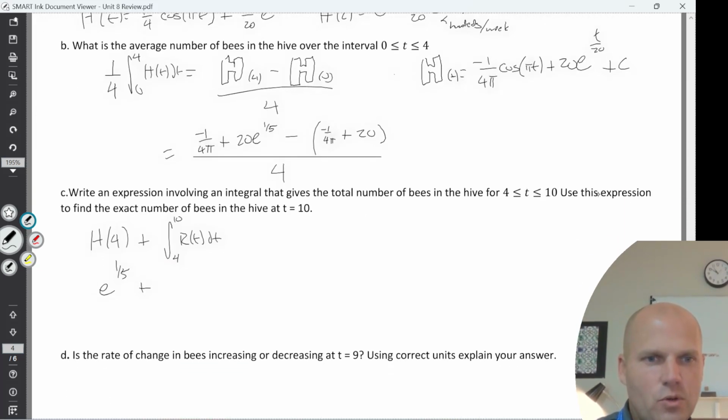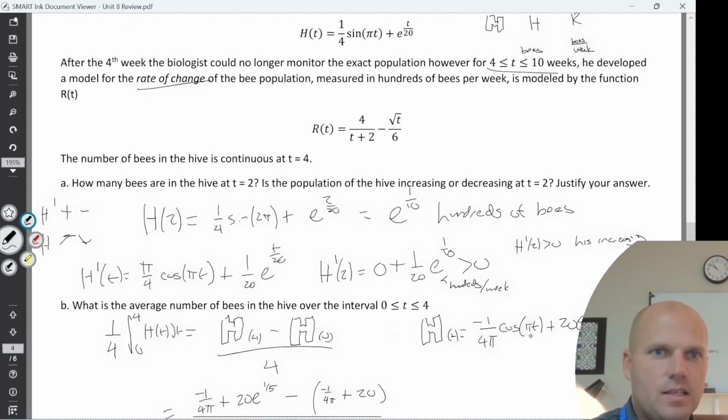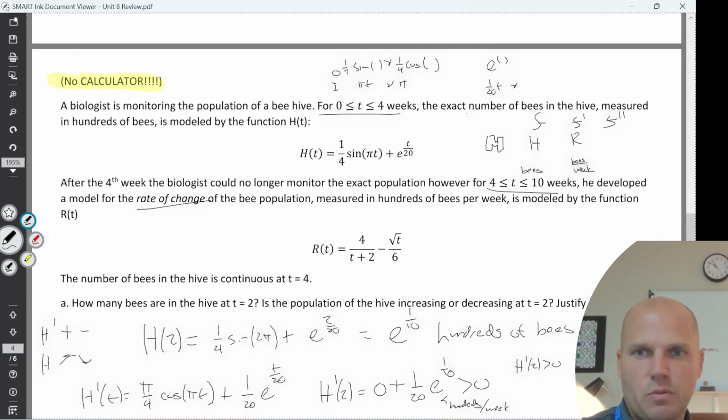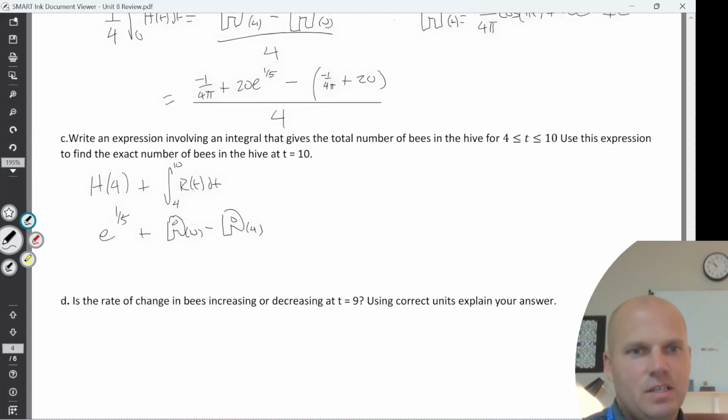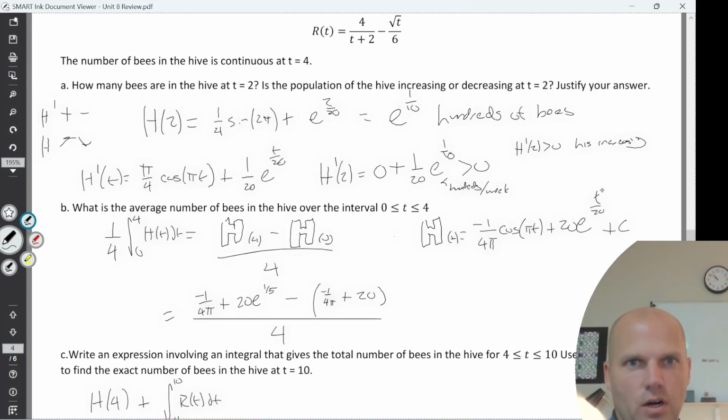Now, how do I accumulate that? Well, I need capital R of 10 minus capital R of 4. This will give me the total bees. When I accumulate R, I'm going to get the total bees displaced, but I also need h of 4, which was the amount of bees at that time. This is a good question. Okay, so let's find capital R.